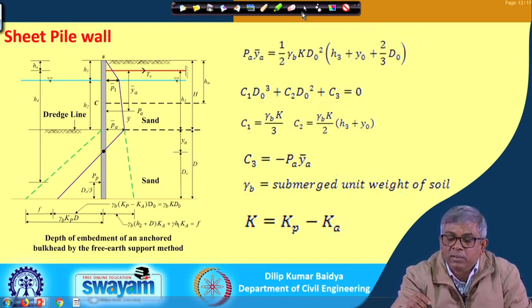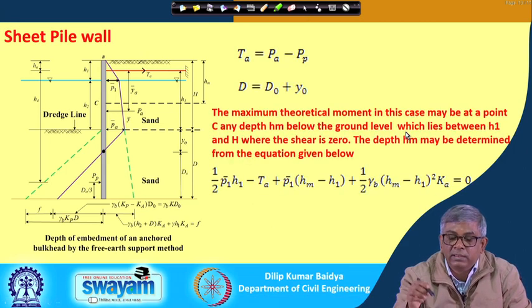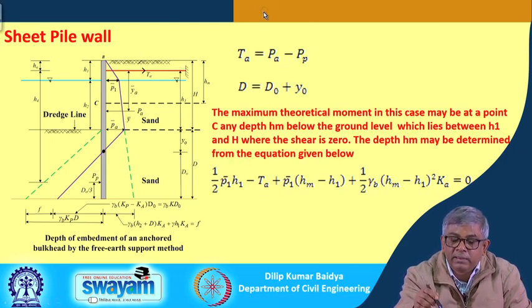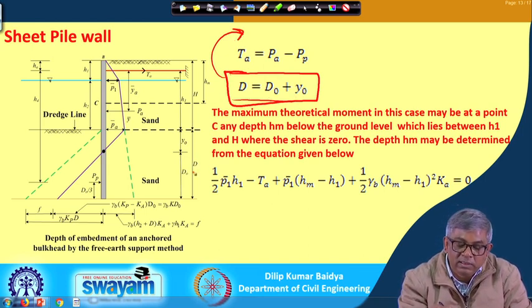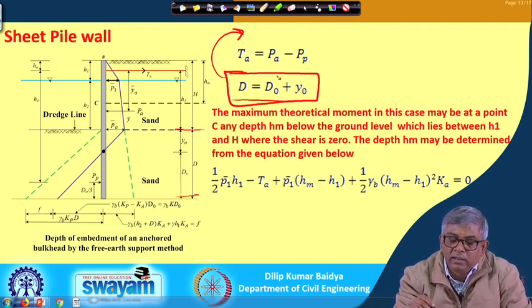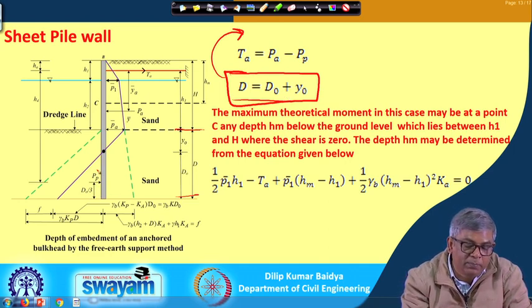But still we have not got the actual depth of embedment. To get that, you can see that D will be equal to D naught plus Y naught, because D naught plus Y naught is D. This should have come before. Once D naught is known, I will get the actual value of P_p here, and since all dimensions are known, I will get the actual value of this.